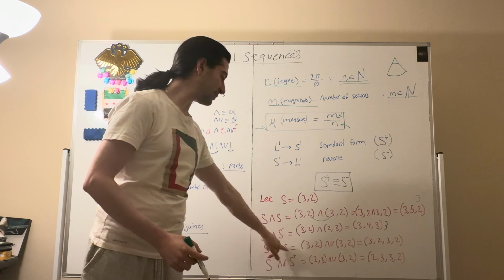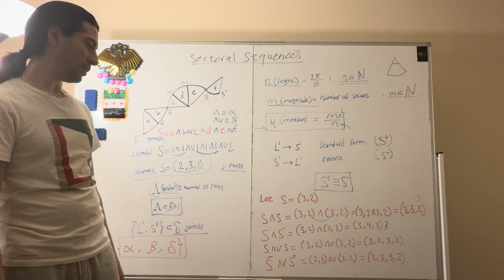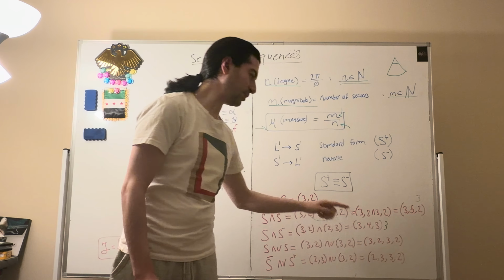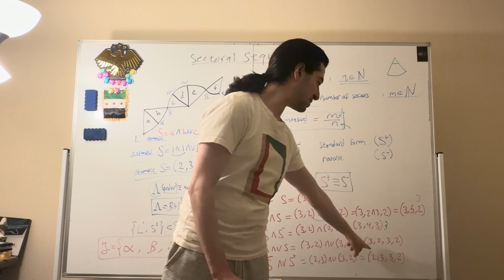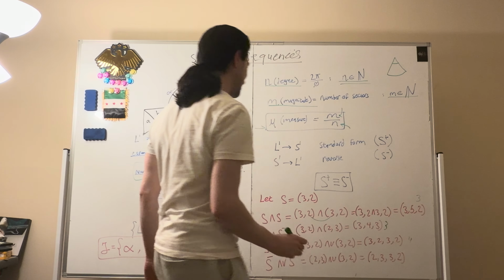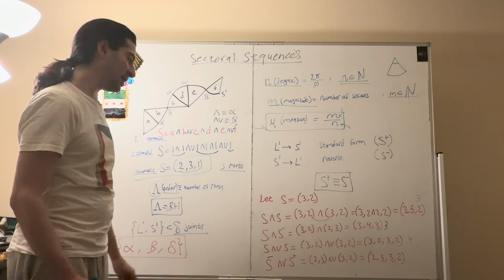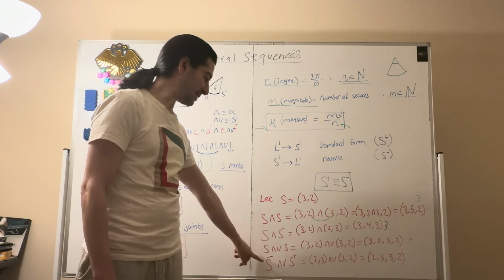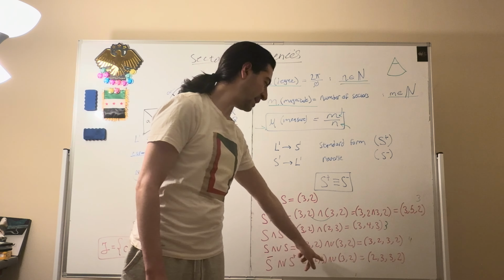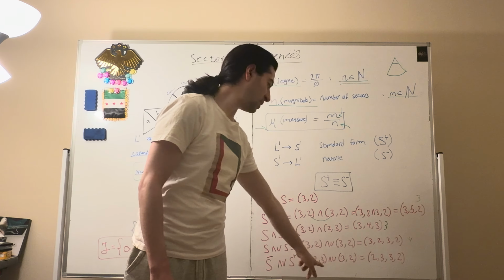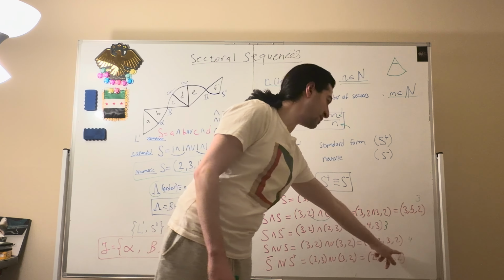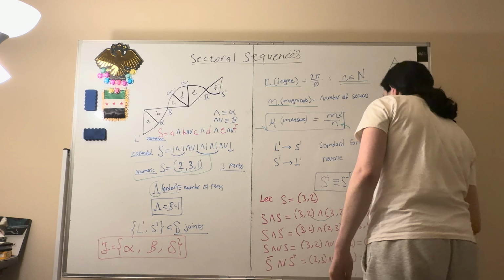Let's do S alternating with S. We will say 3, 2, alternating 3, 2. Alternating, we simply place a comma. So it gives us 3, 2, 3, 2. And it has 4 parts, or it has an order of 4. And then let's try something else. Let's say S negative alternating S positive. So 2, 3, alternating 3, 2. We replace this with a comma. We get 2, 3, 3, 2. Again, it has 4 parts.